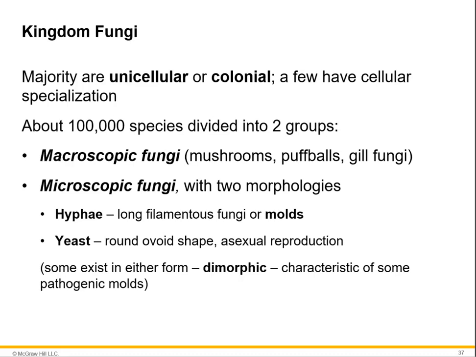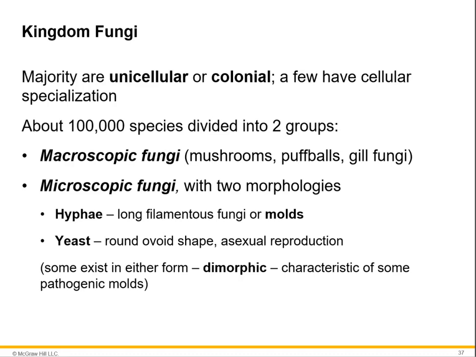So fungi, the majority of these are going to be unicellular or colonial. There's a bunch of different species divided into 2 groups. So you've got macroscopic fungi, right? So this is going to be mushrooms, puffballs, things like that. And then you've got the microscopic fungi. This is what we care about. And there's 2 forms that microscopic fungi can take. It can take the form of hyphae. This is going to be long filamentous fungi. So it kind of looks like little filaments. And these are called molds.